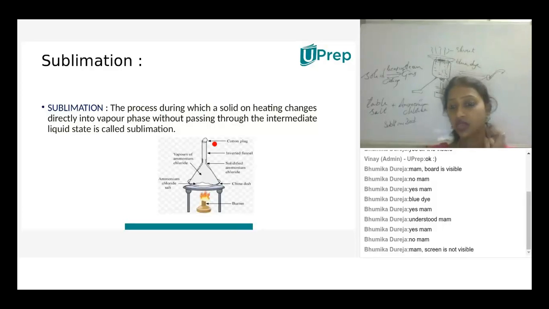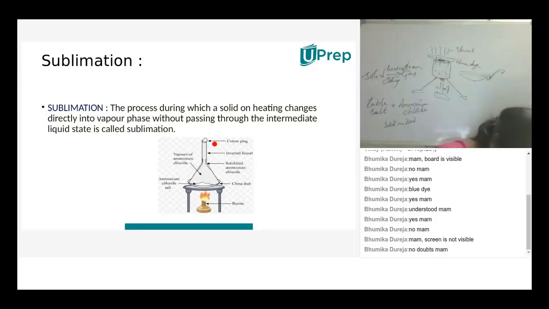Understood? Understood or not? This is about sublimation. Any doubts, children? Bhumi and Anna? No doubt, ma'am. No? Okay. Next, this is about sublimation. Next.